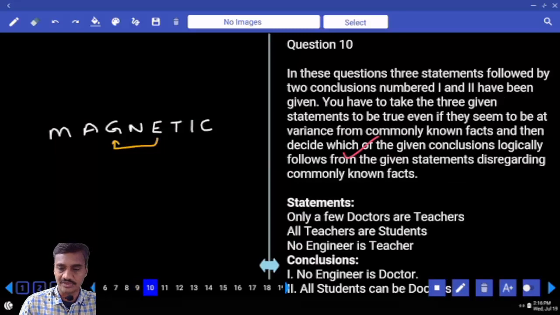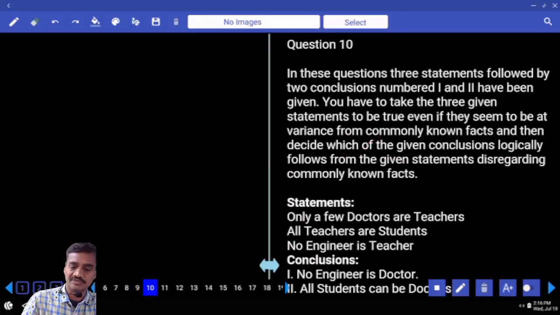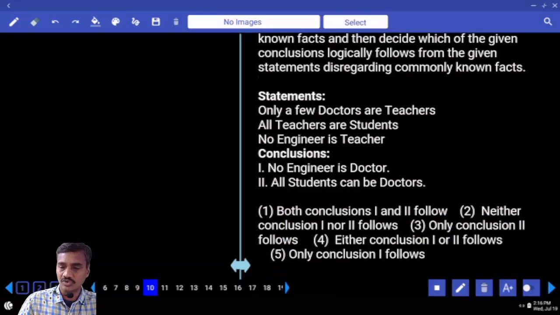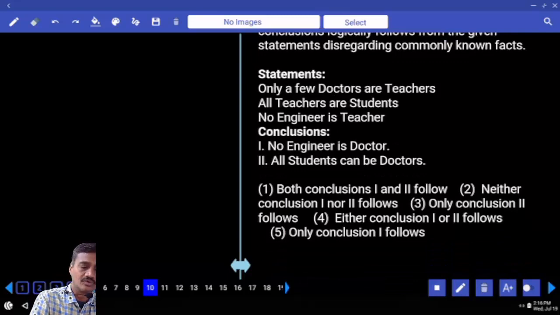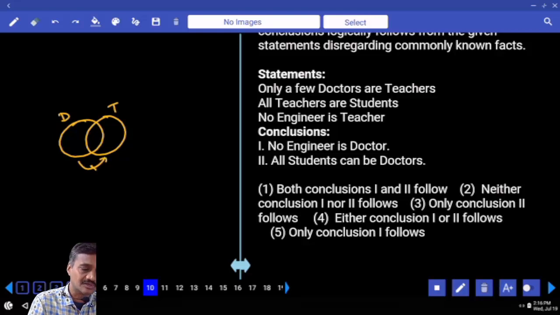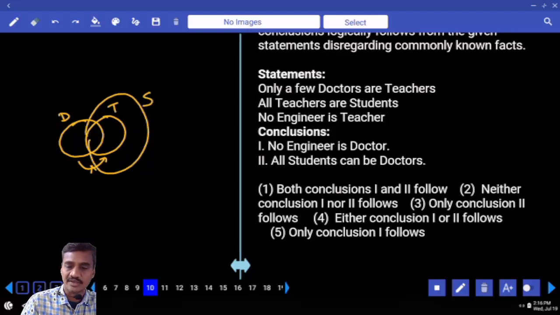Then next one, 10 onwards. Now 10 onwards, they are based on syllogisms. Only a few doctors are teachers but not all. That means only some of the doctors are teachers but not all. And next one, all teachers are students. This entire teachers is a part of the students. And no engineer is a teacher, no intersection between engineer and teacher. Then coming to first one, no engineer is a doctor, that is definitely true as of now.